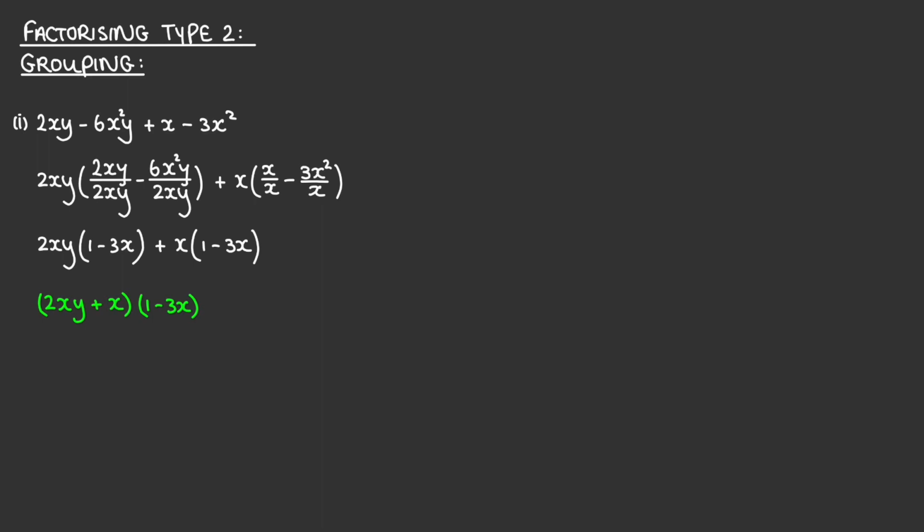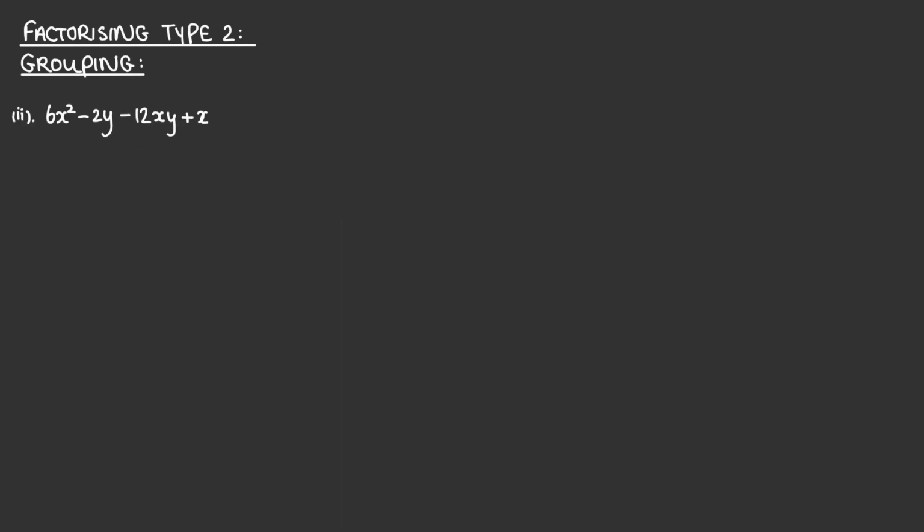And if you want to check your answer, you can multiply out the two brackets and you should end up with the very first line of the question. So for the second example, we have 6x squared minus 2y minus 12xy plus x. We can factorize the expression by grouping, by rewriting the expression as 6x squared plus x minus 2y minus 12xy.